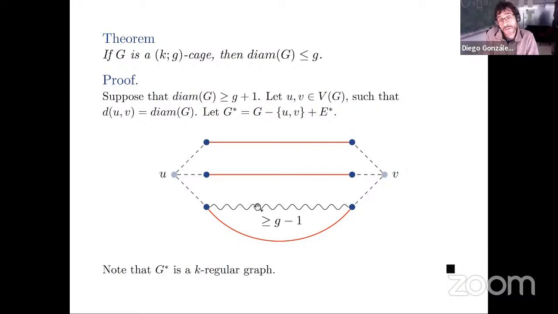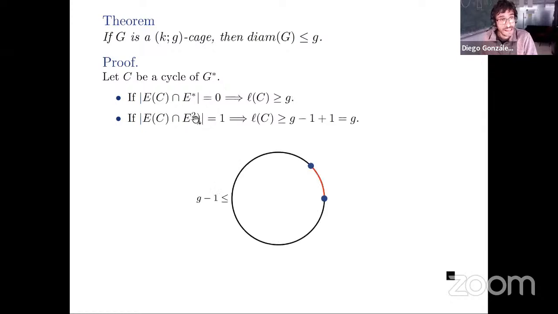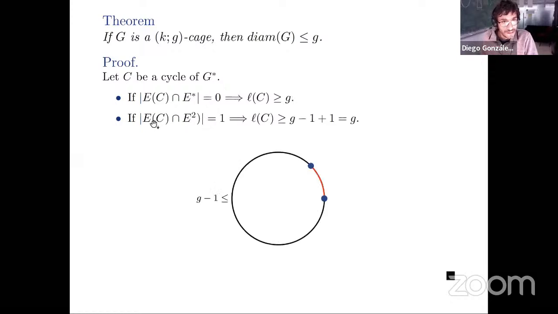And what we want to do now is to show that this graph also has girth at least g in order to use the girth monotonicity. So suppose that C is a cycle of this new graph G star. If the intersection of the edges of this cycle C with the set of red edges, E star, is empty, then that means that this cycle was an original cycle of the graph G. So since G was a k-g cage, these cycles must have length at least g.